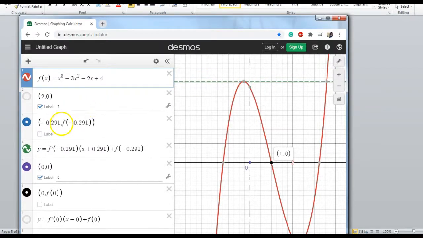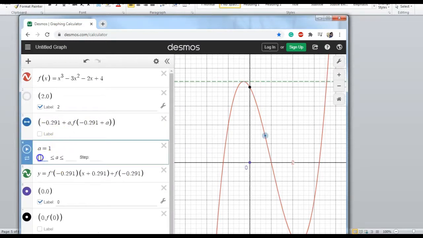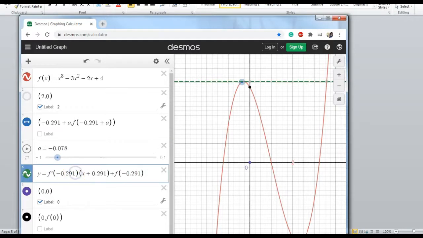Then it also talks about why you can't be close to this. I'm going to make a variable a here, and I'm going to make a go between about -0.1 and positive 0.1. And that's what I'm adding and subtracting to this. So it's like moving a little bit off of that point, right? I'm going to do the same thing here. I'm going to add a, and add a.